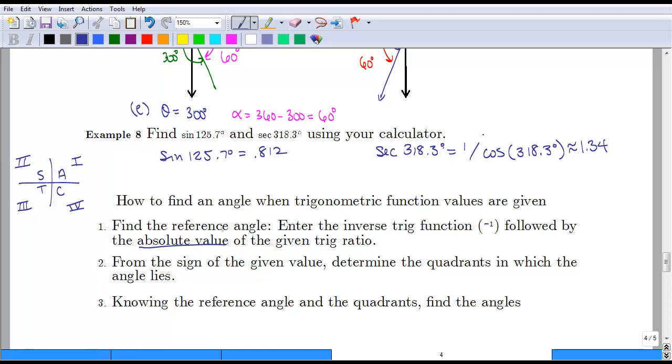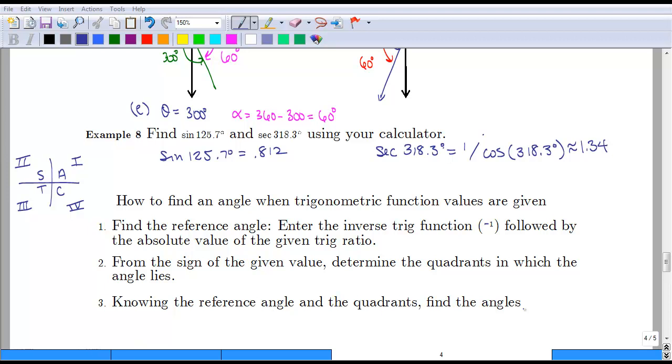So essentially we always want to find our reference angle in quadrant 1 even if our angle isn't in quadrant 1. So this is just to find our reference angle. Then based on the sign of the given value, we're going to determine which quadrants we're in. And again, that's going back to our little diagram on the left. All were positive in 1, sine was positive in 2, tangent was positive in 3, and cosine was positive in 4. So again, each trig function is positive in 2 quadrants.